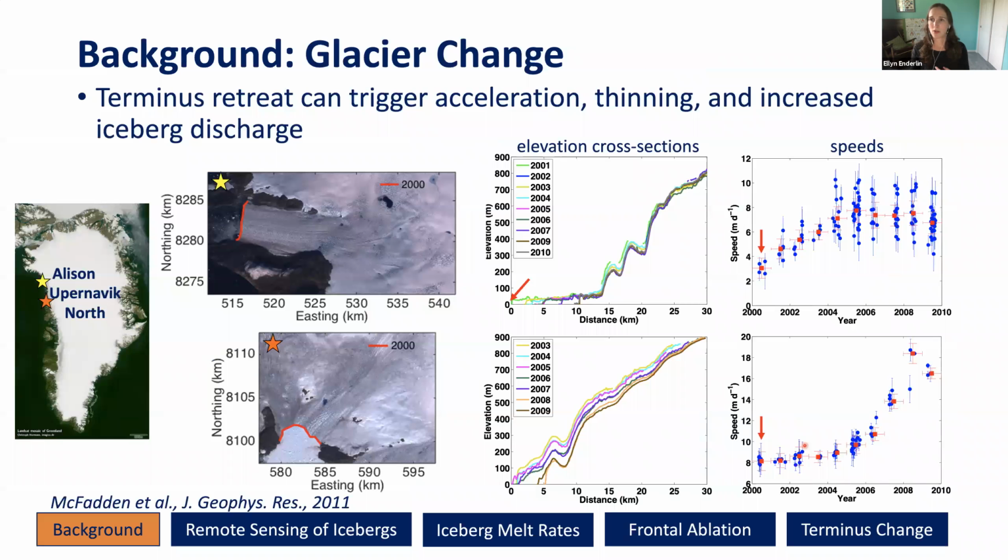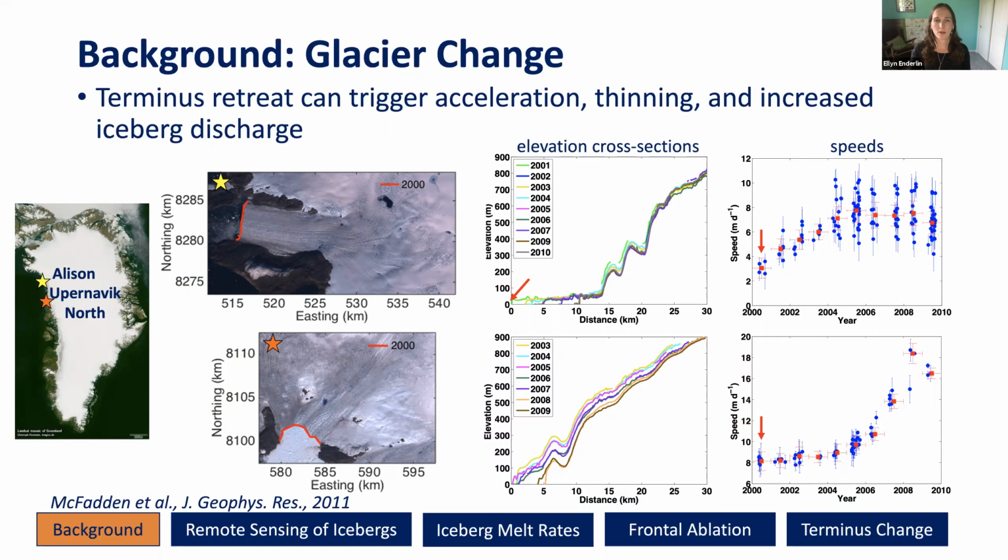What I'm really interested in are these dynamic processes where terminus retreat triggers acceleration, thinning, and increased iceberg discharge. These graphs are from a paper that I published under my maiden name back in 2011. This was from my master's thesis, where I looked at glaciers all along the west coast of Greenland and saw how quickly their terminus positions were changing. I also measured these elevation cross sections and the speed time series you see over here.